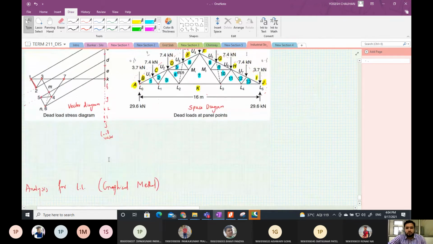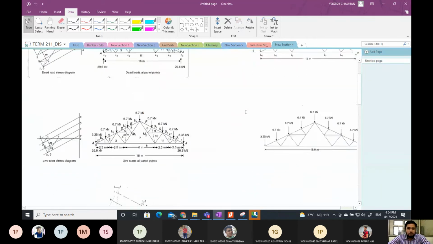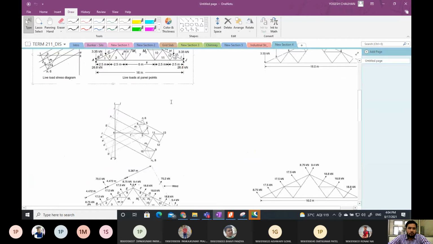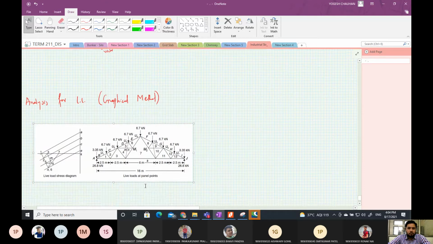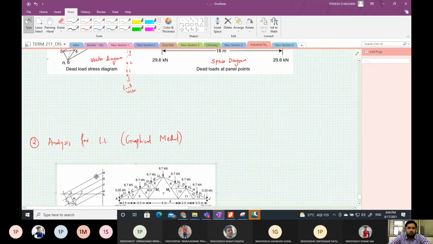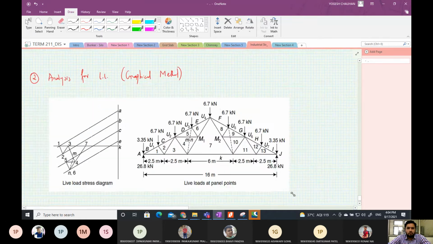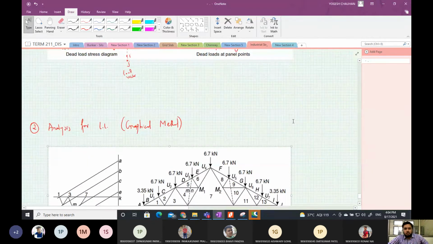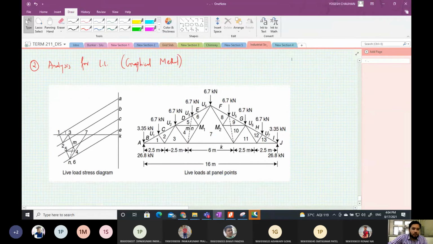Similarly for the live load case, the same way you have to draw the space diagram and vector diagram.